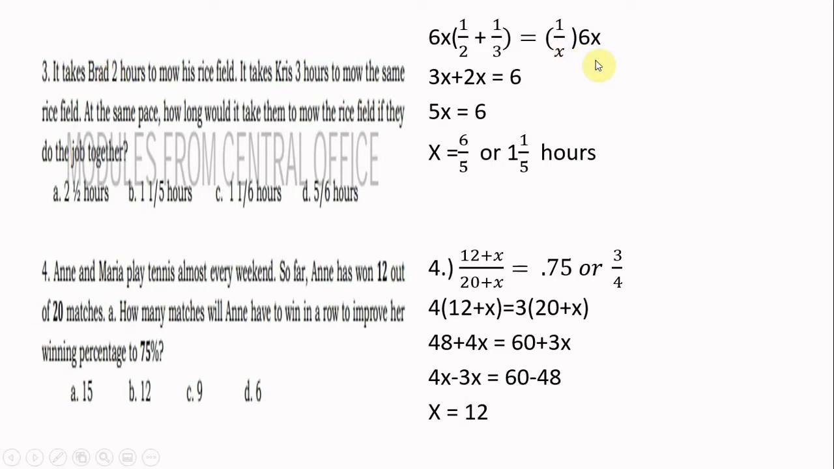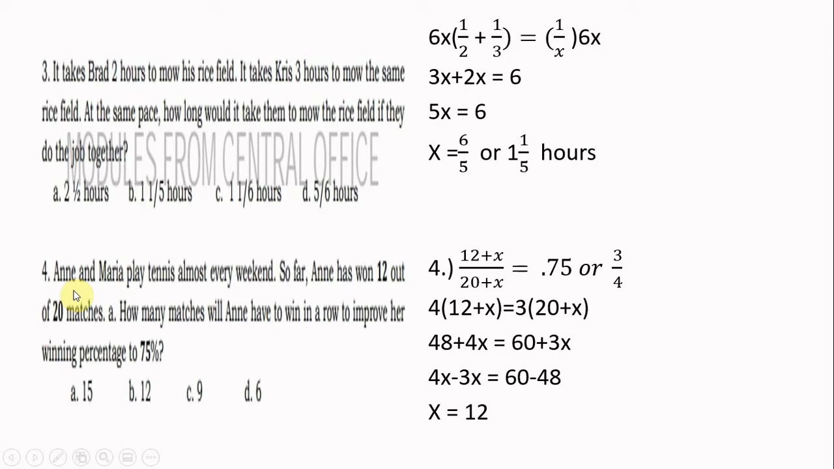Okay, now we will be finding out the least common denominator of 2, 3, and x, and obviously it's 6x. So we will multiply the left and the right side by 6x. Okay, so 6x divided by 2, that's 3x, times 1, that's 3x. 6x divided by 3, that's 2x, times 1, that's positive 2x. Then 6x divided by x, it is 6, times 1, that is 6. So we have 3x plus 2x equal to 6, then 5x equal to 6, then x is equal to 6 over 5, or 1 and 1/5 hours.